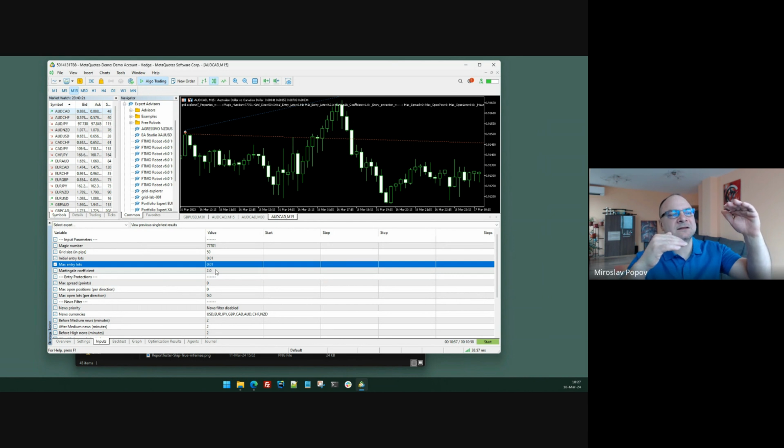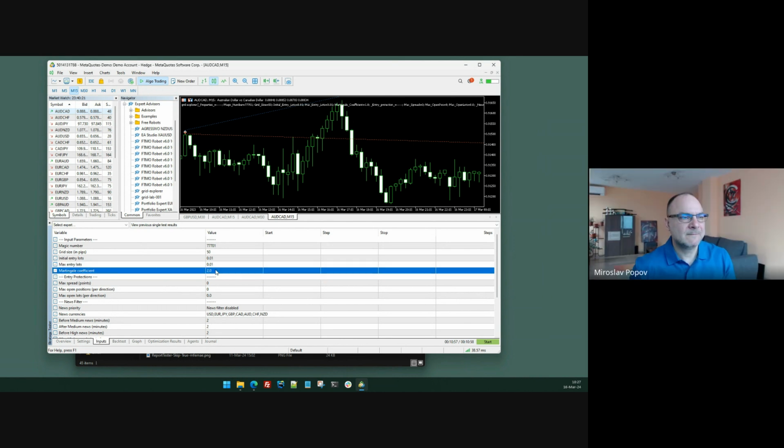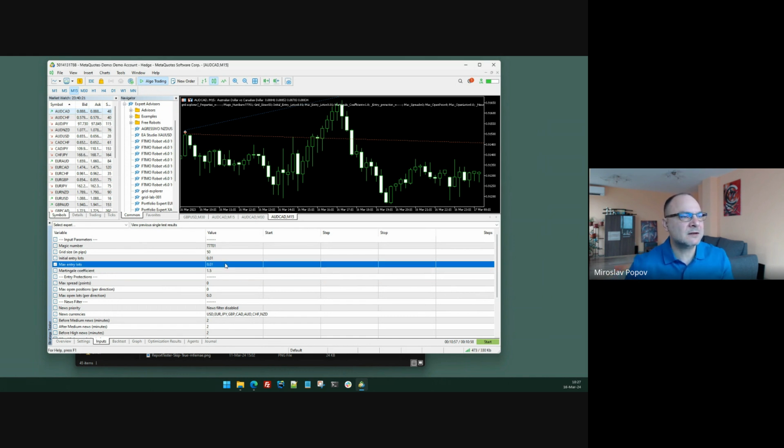So every next trade is with double the amount, but doubling is too risky. We can have a coefficient, usually between 1 and 2. 1 means Martingale is off, and 2 means we double the position size. I will use 1.5. And I also have to remove the max entry lots limitation. I'll make it 0.1. So I'll start from 0.01 and it will increase up to 0.1, so 10 times.